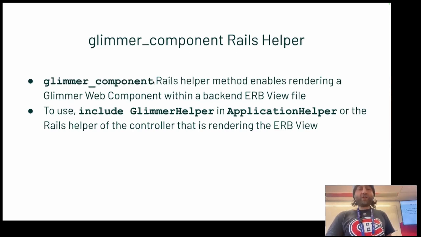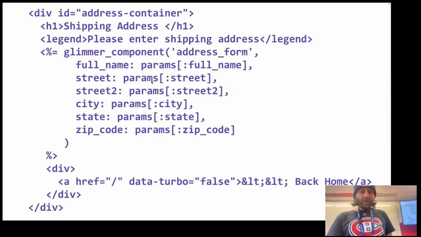You can pass it options. So here's an example of it. I embedded an address form, and I passed it options, which is all the arguments that it would expect. And it's the same way React does it, but we're doing it with Glimmer here. And it's embedded in an ERB file in Rails.